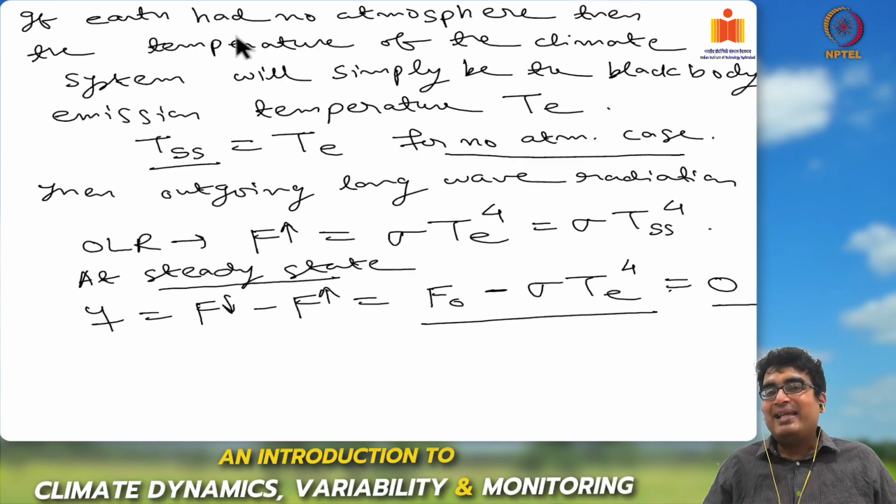Now, if Earth had no atmosphere, you can think instead of Earth, you can consider the Moon, which is at the same distance from the Sun as the Earth is. So, in terms of the incoming solar flux S0, that is still the same for the Earth as well as the Moon. Albedo is of course different. So, assuming that Earth had no atmosphere, then the temperature of the climate system will simply be the blackbody emission temperature TE.